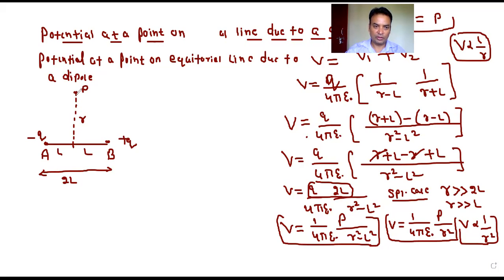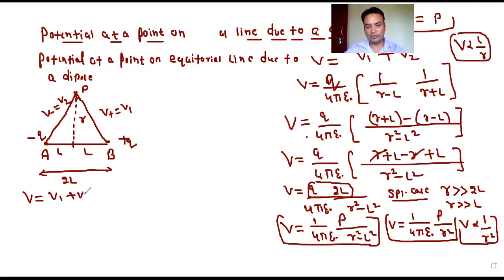So we will find the potential at this point P due to this positive charge, and the potential at this point P due to the negative charge. So let me join these two sides. Now at this point, the potential due to positive charge, and the potential due to negative charge. Let me take the potential due to positive charge as V positive, equal to V1, and the potential due to negative charge as V negative, or V2. See, the total potential at this point P, V is equal to the sum of V1 plus V2.